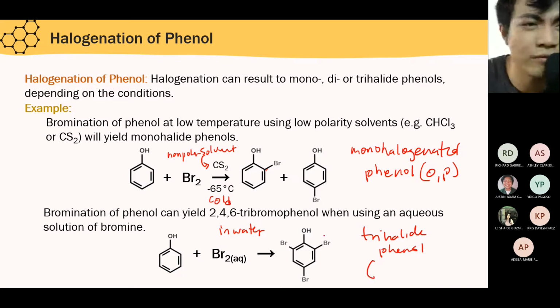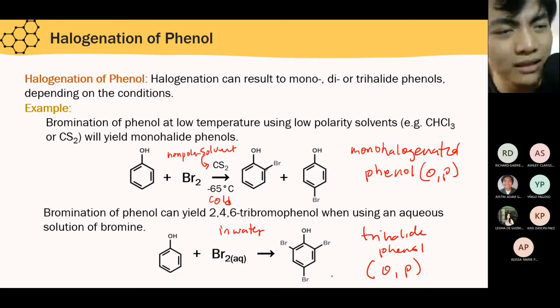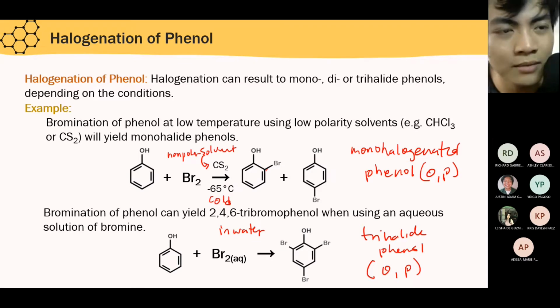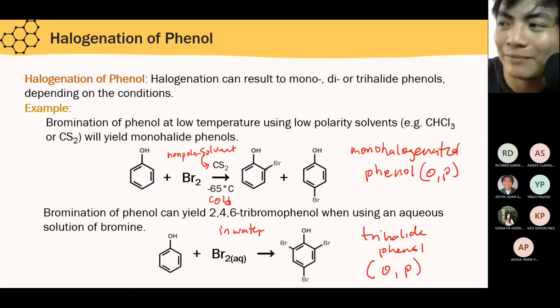Wherein yung halogen ay nasa ortho and para pa rin. Meron sa meta pero hindi siya masyado observed. Okay? Bakit? Masyadong complicated na yung explanation doon. It has something to do with the Meisenheimer complex. Huwag niyo na alamin. Pang BS Chem na yan eh. It's too technical. Basta ito yung kailangan natin na.